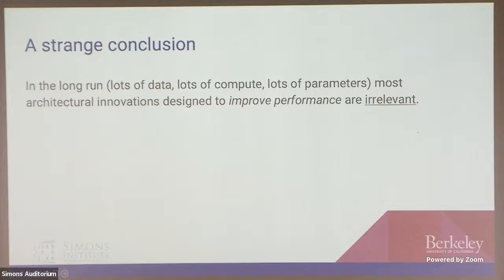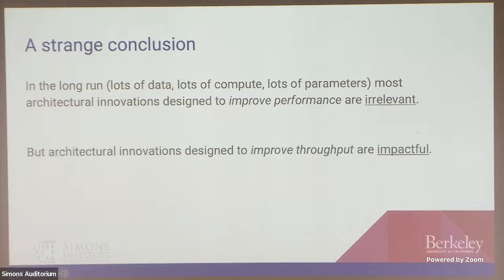Because the improvements we see as we build our models bigger and as we pump more data and more resources into them actually swamp the improved performance that we can get by being clever. The other side of this is that the architectural innovations designed to improve throughput are very impactful because those are what are driving us and giving us the ability to build a bigger model or train on more data in the fixed amount of resources that we have access to, which is mostly measured in time.